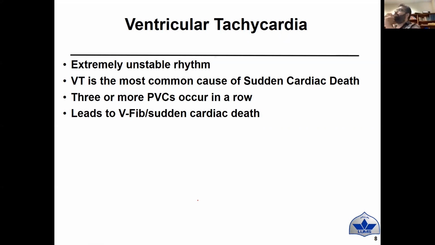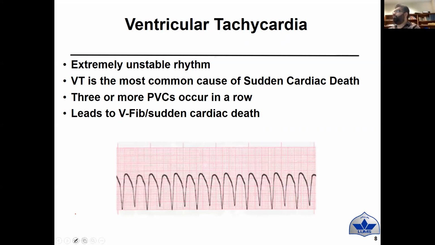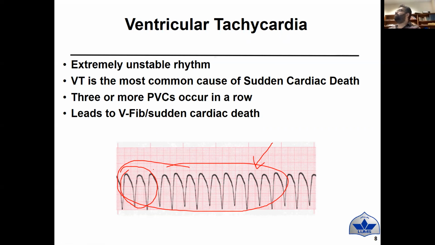So if 3 or more PVCs occur in a row, this means a VT, and such a condition is very dangerous. 3 or more PVCs occurring means it's a ventricular tachycardia, and you need to visit a doctor. You need to see a cardiologist. And consistent VT will definitely lead to sudden cardiac death, or ventricular fibrillation. So that's what we're also going to do in this project.